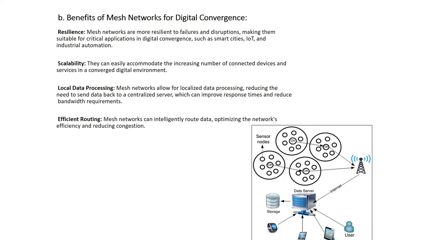Another benefit is scalability, whereby they can easily accommodate the increasing number of connected devices and services in a converged digital environment. Another benefit is local data processing. Mesh networks allow for localized data processing, reducing the need to send data back to a centralized server, which can improve response time and reduce bandwidth requirements.